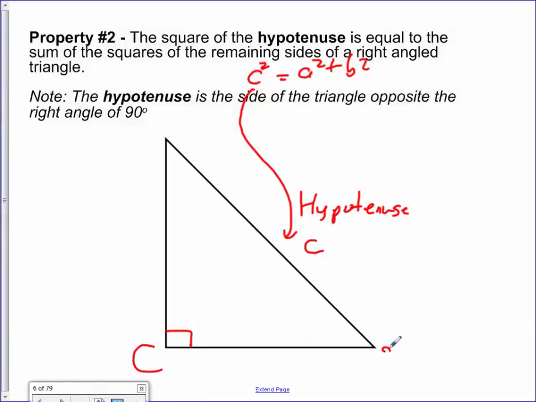And then this side here would be a, which makes this little a, and that would be b and little b. I arbitrarily chose a and b. You can flip a and b around if you like, but c has to be the hypotenuse. Does that make sense? Okay.